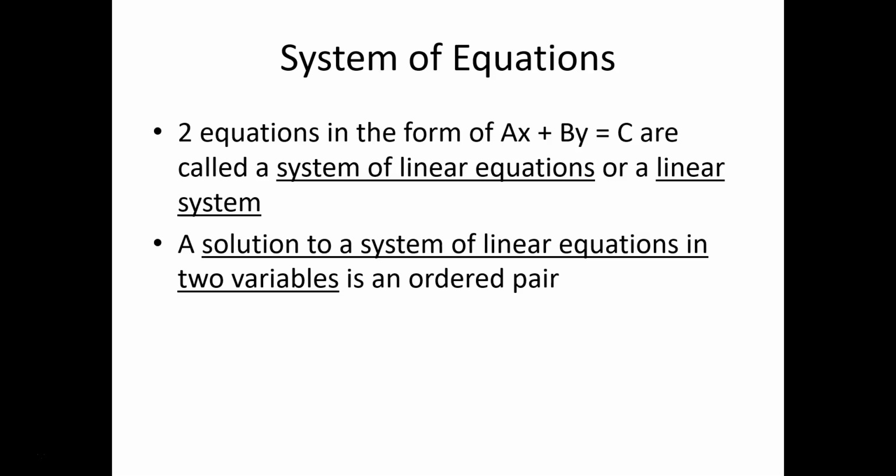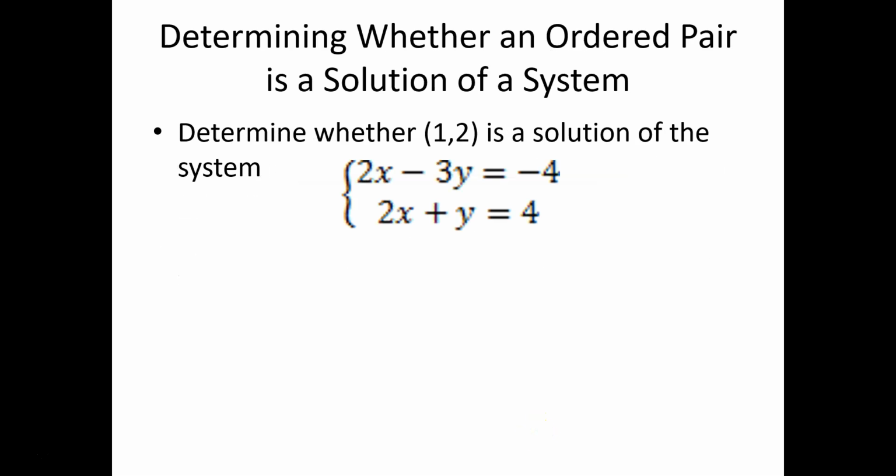Okay, systems of equations. Two equations in the form of ax plus by equals c are called a system of linear equations, or a linear system. A solution to a system of linear equations in two variables is an ordered pair. So, first, let's figure out how to determine whether an ordered pair is a solution of a system.